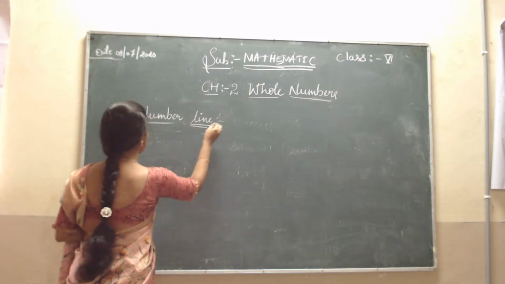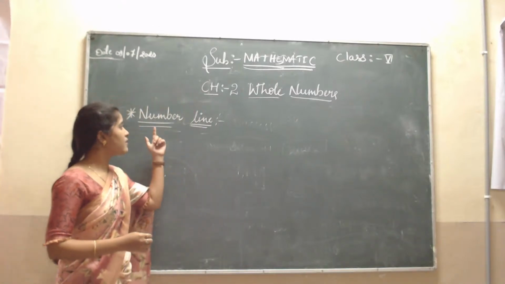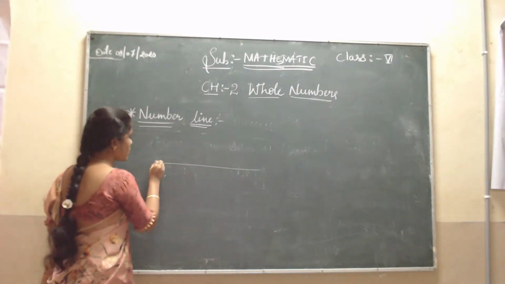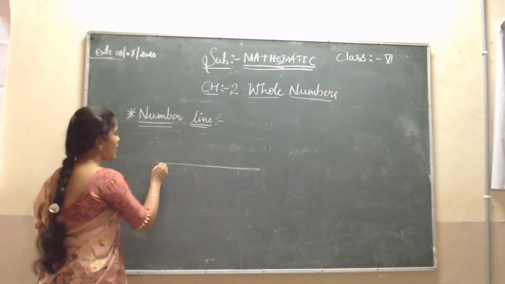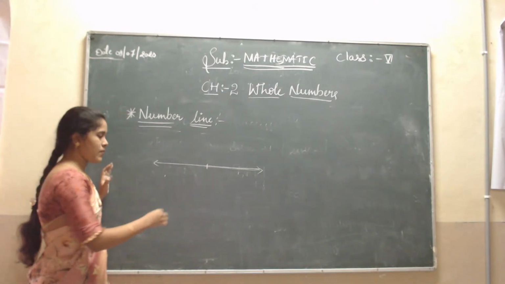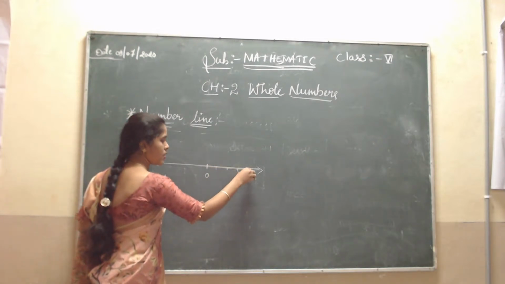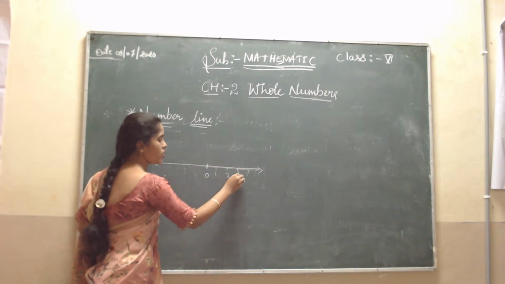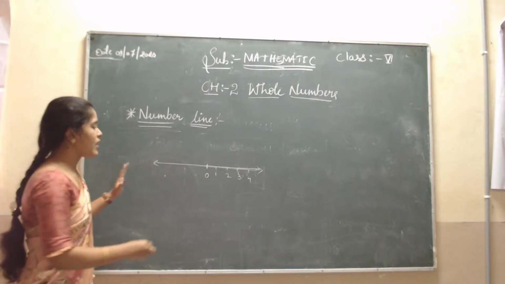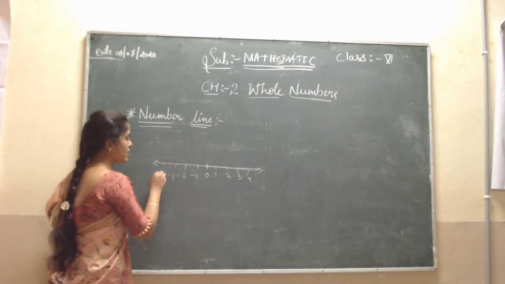What is a number line? The name itself indicates numbers on a line. This is a line and the numbers lie on this line. There are three parts. Center 0. To the right, at equal distance, there are positive numbers 1, 2, 3, 4 and so on. To the left, similarly, there are negative numbers -1, -2, -3, -4.